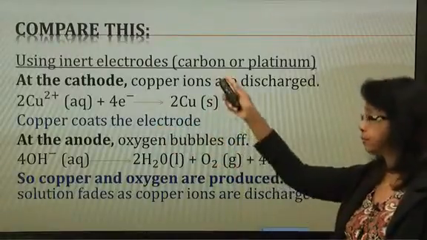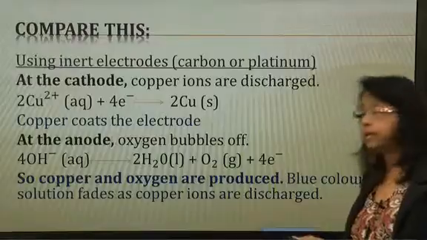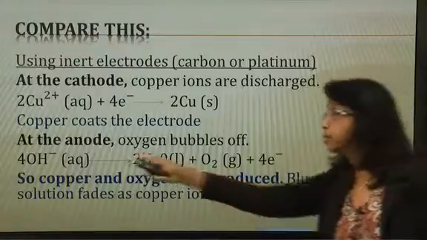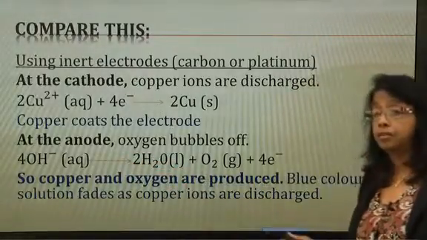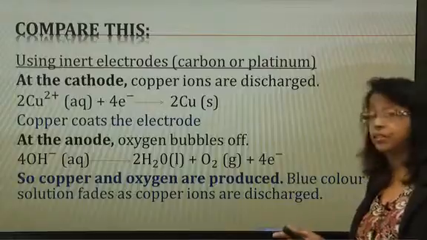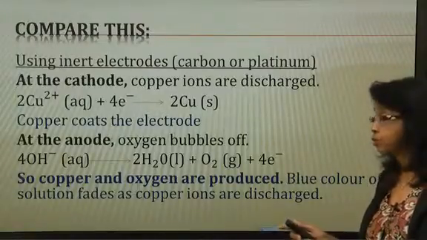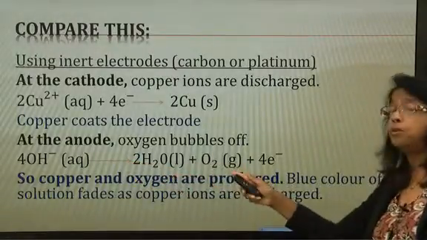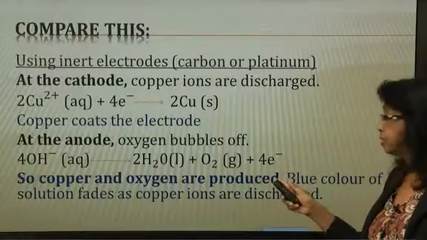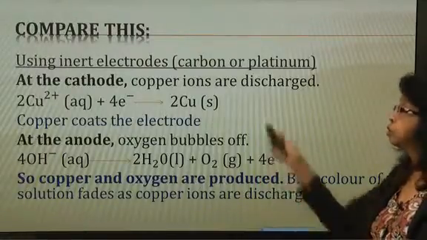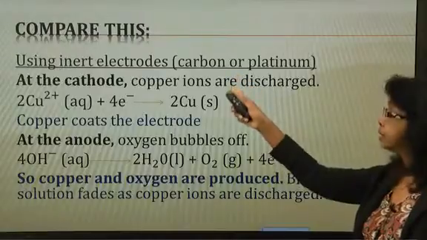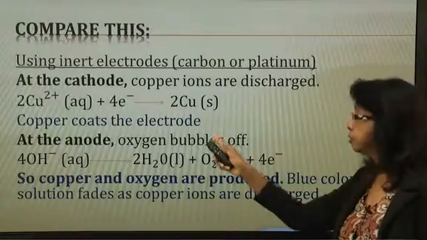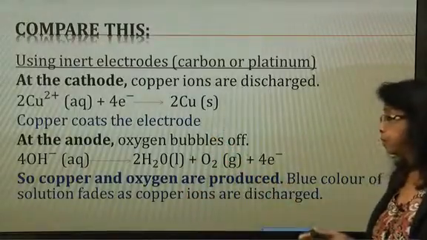This is using carbon. What about the anode? At the anode, you have sulfate and hydroxide. Once again, hydroxide ions are chosen because the hydroxide ions are lower in the reactivity series compared with the sulfate. So 4 moles of hydroxide ions will give you 2 moles of water, 1 mole of oxygen, and 4 electrons. So as a result of this electrolysis, using carbon electrodes, what are the products formed? It is copper at the cathode, and at the anode you have oxygen being given off.